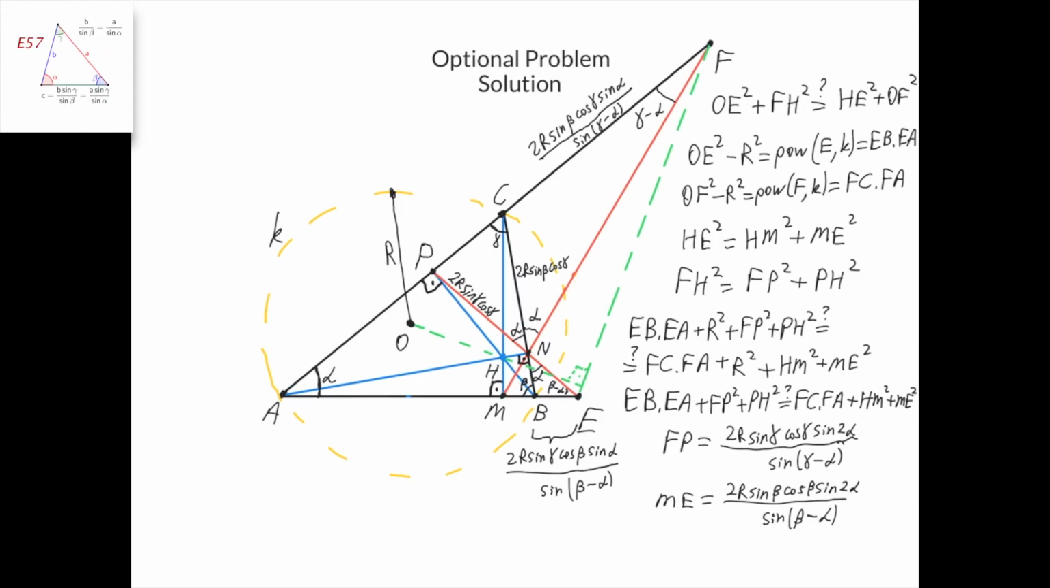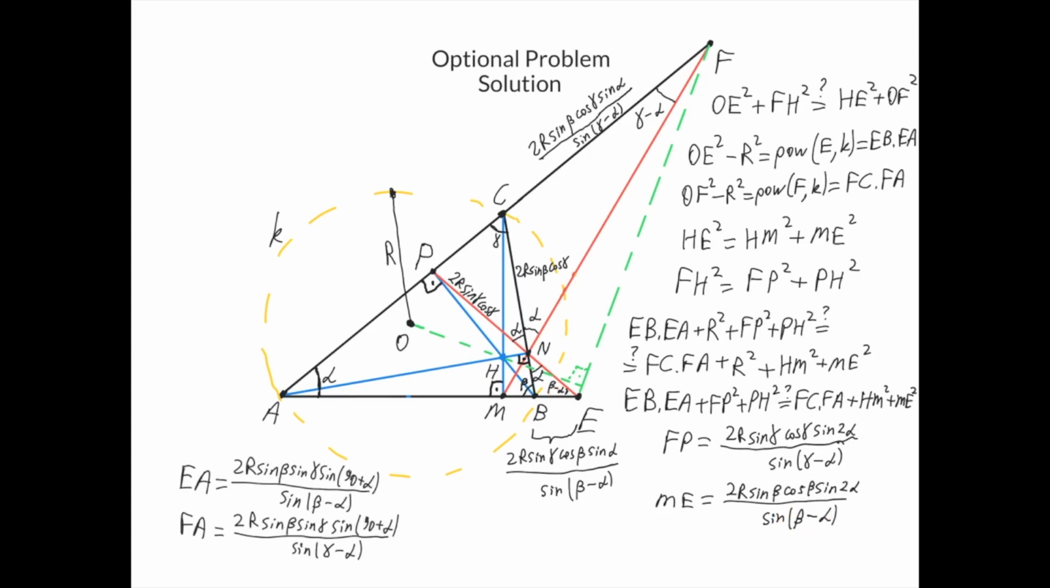And now by applying the law of sines for triangle FPN, we get that FP equals, as given here, 2r sine gamma cosine of gamma, which is the length of PN, times sine of 2 alpha, coming from this angle, divided by sine of gamma minus alpha, coming from this angle. And similarly, ME equals 2r sine beta cosine beta, which comes from the length of MN, times sine of 2 alpha, which is this angle here, divided by sine of beta minus alpha, this angle here.